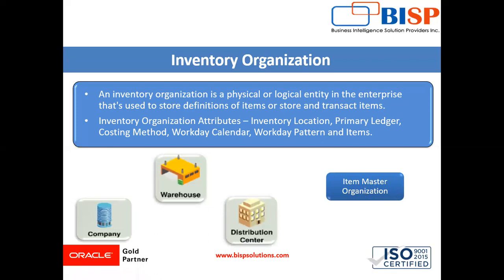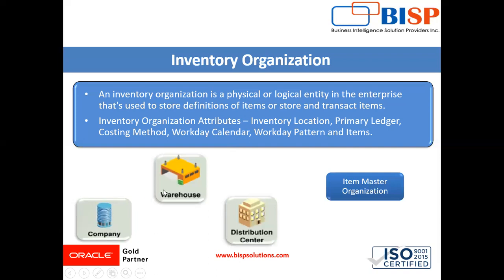Now, before we use an inventory organization, we want to define one or more inventory organizations in inventory management. In this inventory organization, we have some attributes like inventory location, primary ledger, costing method, workday calendar, workday pattern, and items. They are all attributes we have to define in the inventory organization. In the company, the inventory organization is used to store the items, and inventory management is associated with one business unit, one legal entity, and one primary ledger.